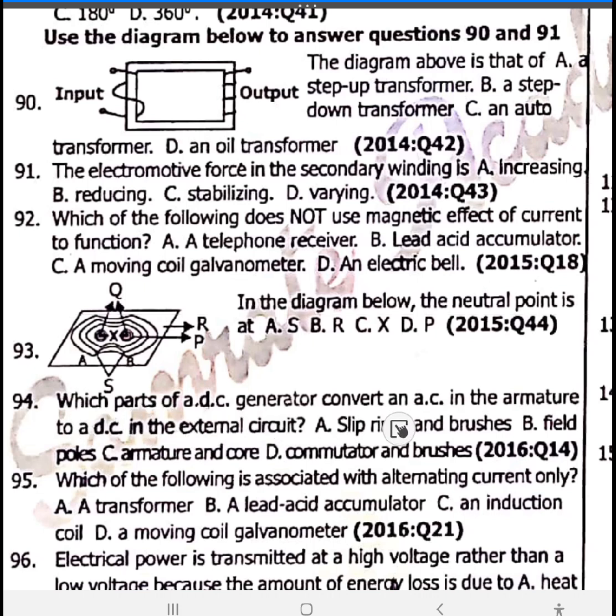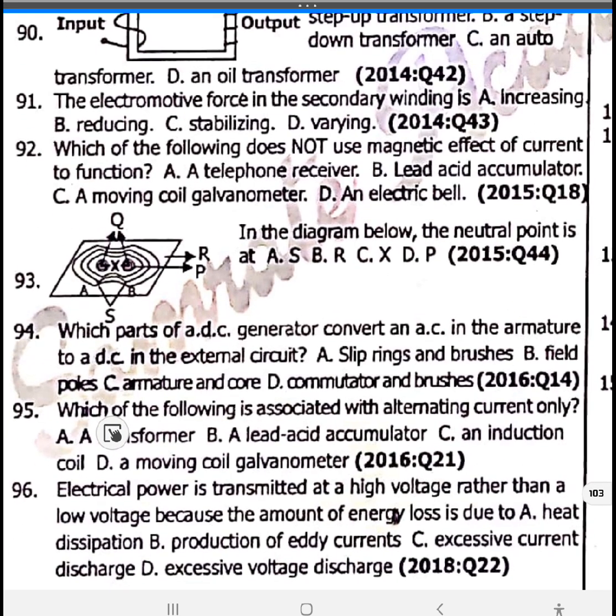94. Which part of a DC generator converts an AC in the armature to a DC in the external circuit? 94 is option D, commutators and brushes. 95, which of the following is associated with alternating current only? Transformer. 95 is option A. And 96, electrical power is transmitted at high voltage and low current rather than low voltage because of the amount of energy lost due to heat dissipation. 96 is also option A.